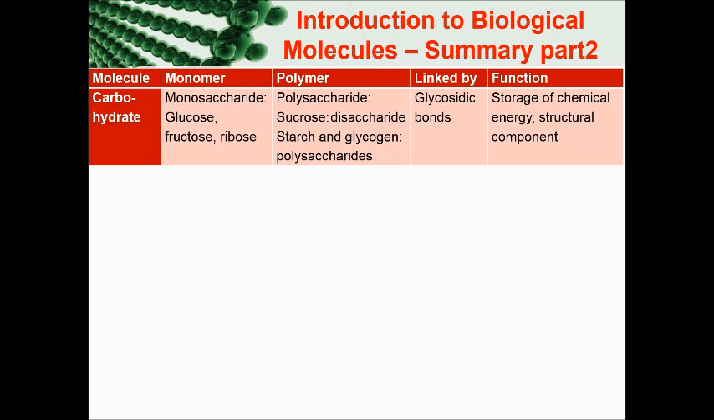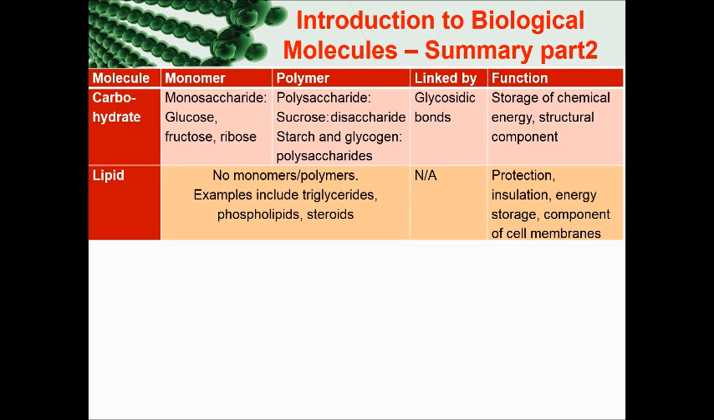The monomers can join together in a condensation reaction to form polymers. The link between the monomers is called a glycosidic bond. Some of the important functions of carbohydrates are storage of energy and structural support. The second type of biological molecules that we covered were lipids. There isn't a single monomer that is common to all structures of lipids. For example, the structure of triglycerides is very different from steroids. Some of the important functions for lipids include energy and cell membrane structure.